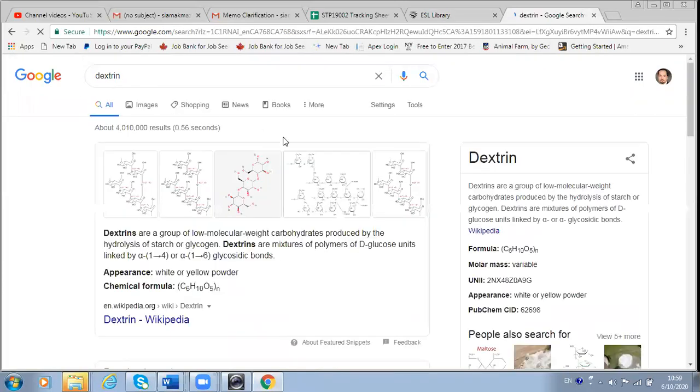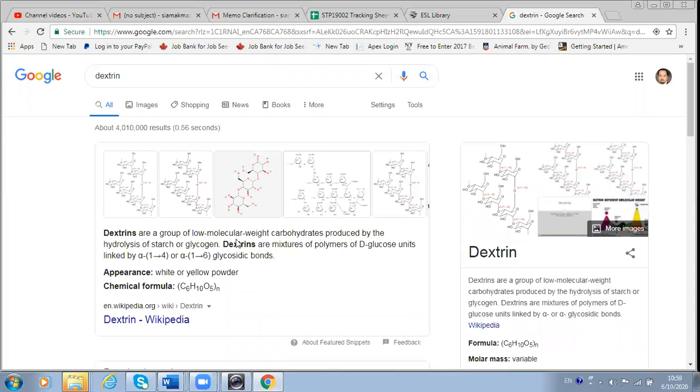Of course, we have dextrin malt. Dextrins are a group of low molecular weight carbohydrates produced by the hydrolysis of starch or glycogen. Dextrins are mixtures of polymers of D-glucose units linked by alpha 1-4 glycosidic bonds. I don't know these terms. I have always had a problem with these chemistry terms.